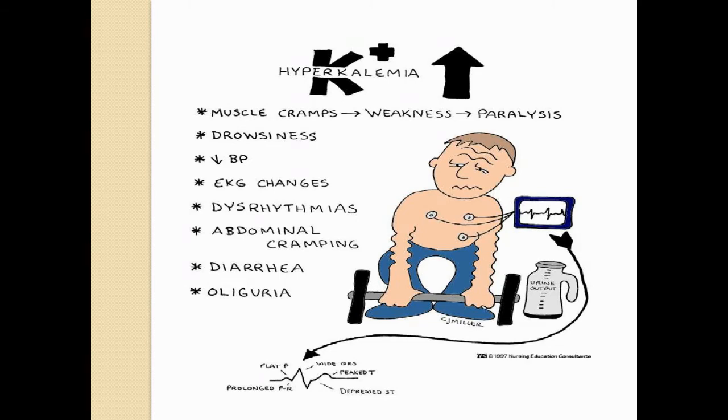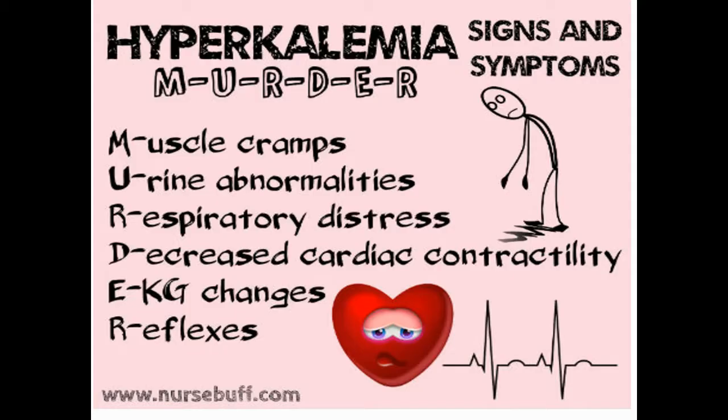And then ECG changes. Then dysrhythmia will happen, and abdominal cramping will be there. The person will be prone to diarrhea, and more prone to oliguria.